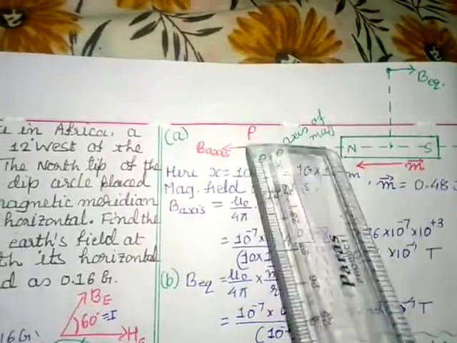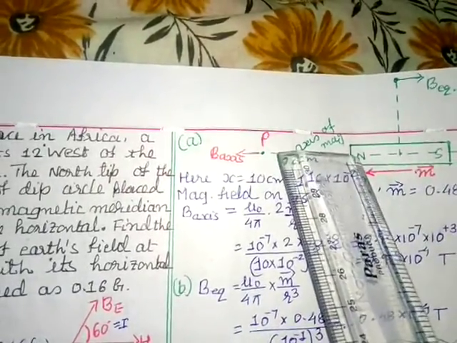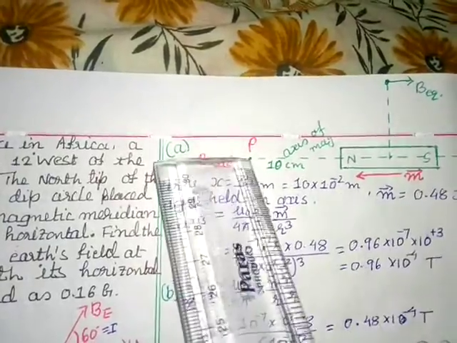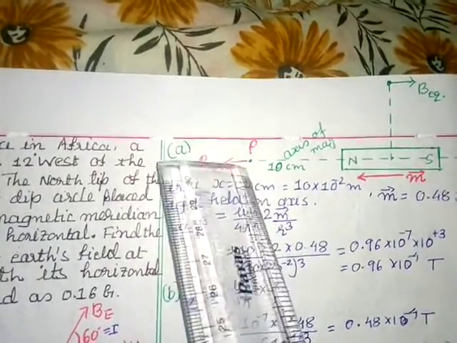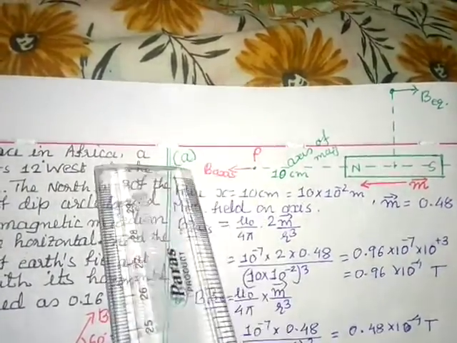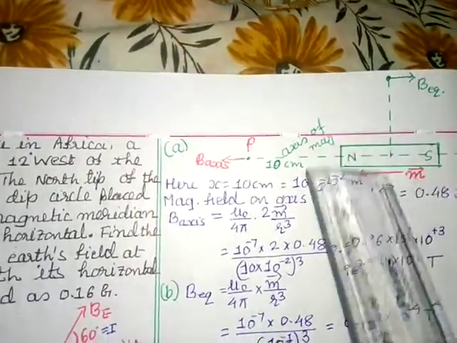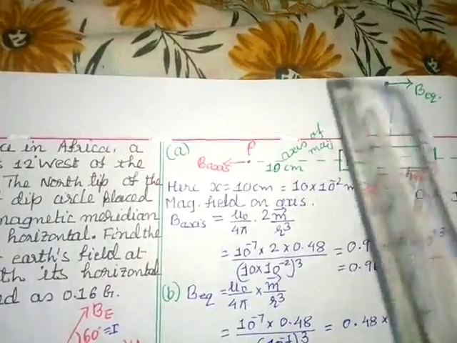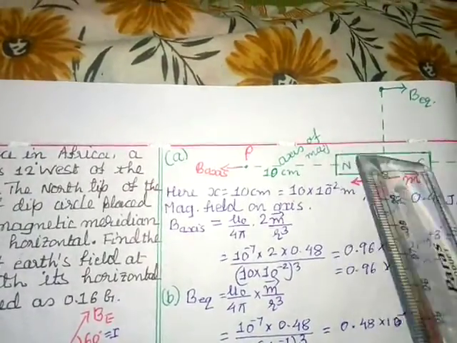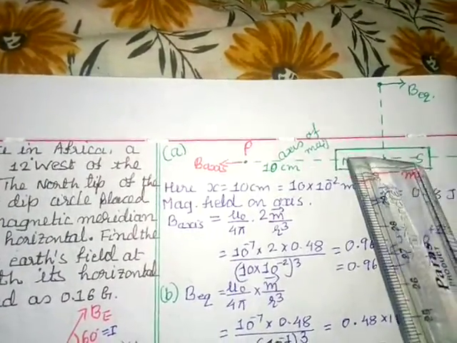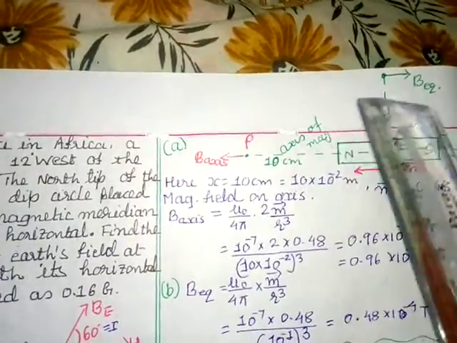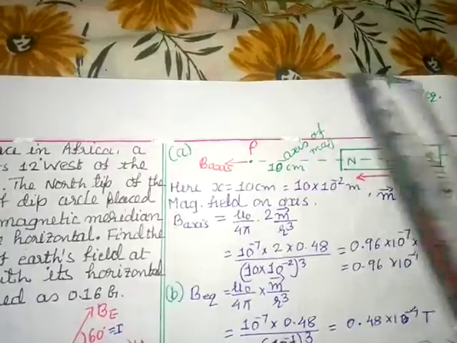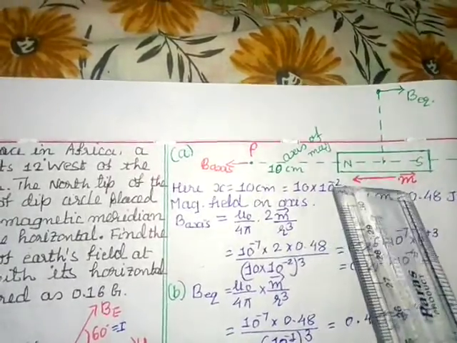Okay, so now see, if this is the north pole, then field lines come out from here. So on this axis, the resultant magnetic field at this point P will be in this direction. And on the equatorial line, or equatorial axis, the field will be opposite to the magnetic moment. Magnetic moment is from south to north, as I have shown here. It will be opposite to this direction. This is the resultant of these two. It will be in this direction, opposite to N.